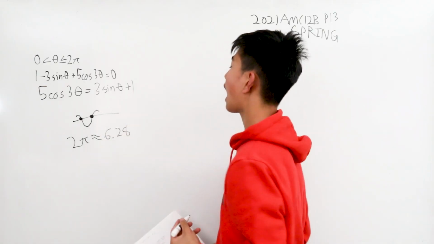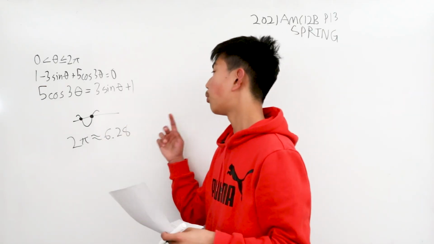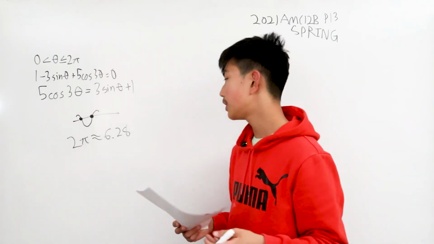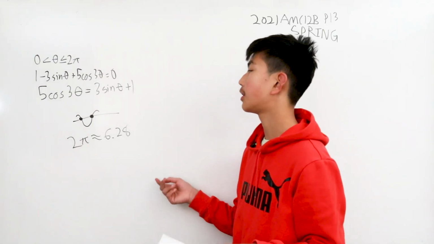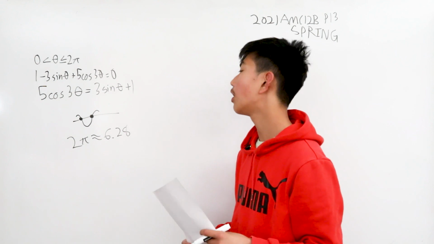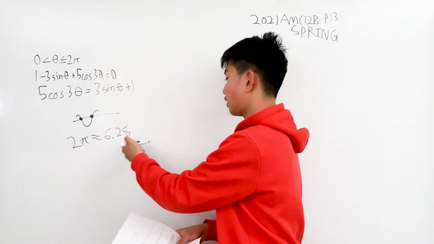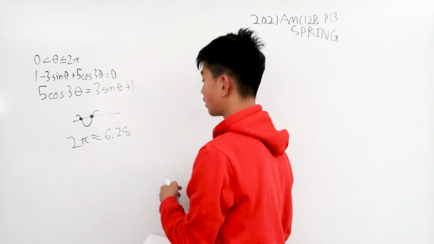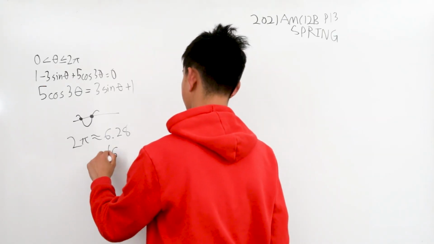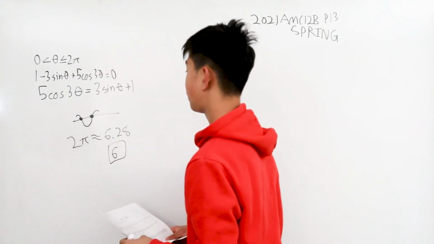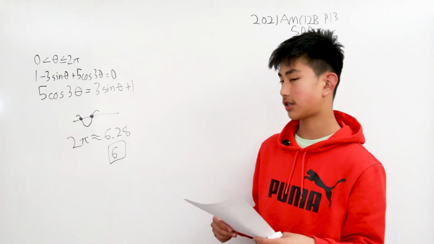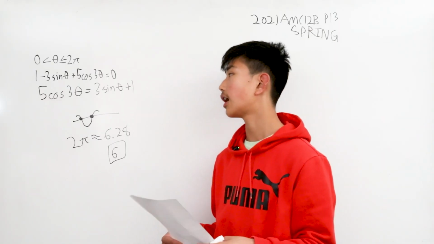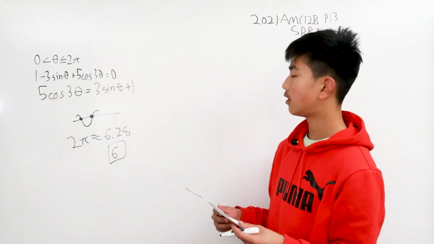So if they do this at every point, there's going to be like 6 times happening because it happens about every 1 time. So the closest integer number here is going to be 6 times. So basically, the lines intersect 6 times in total in this frame of angle.